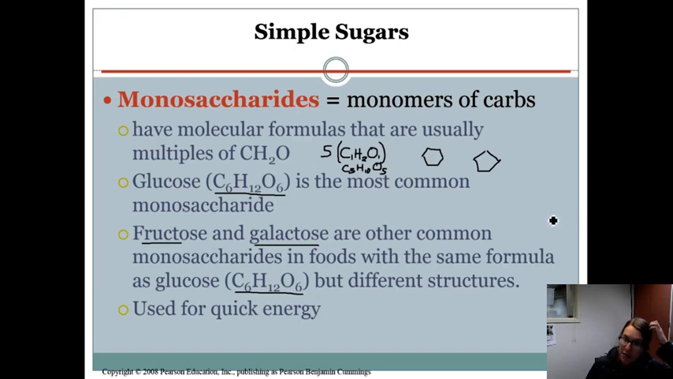The main purpose of monosaccharides is to break them down for quick energy. It's the easiest thing for your body to break down when you need energy, which is why it's good to eat something with carbohydrates right before you do a really intense workout.